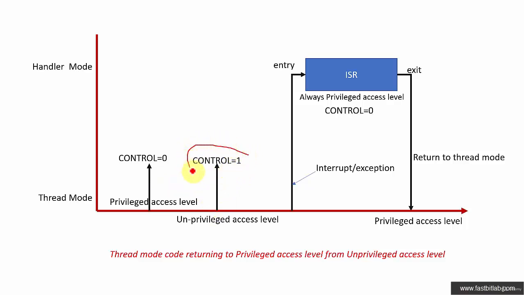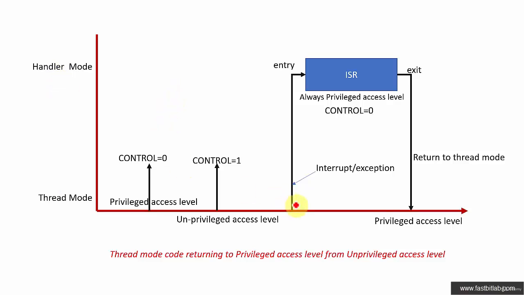Once you are in unprivileged access level, you cannot go back to the privileged access level. That's not possible. Why? Because by being in unprivileged access level, you cannot access the control register. That's a trap, because to modify the control register, you need privileged access level. There is one way you can go back to the privileged access level. That is to move the mode of the processor from thread to handler mode. How do you do this? By triggering a system exception or by triggering an interrupt.